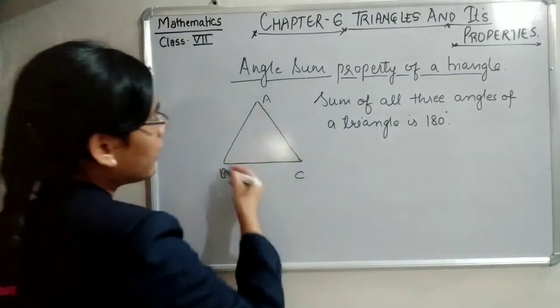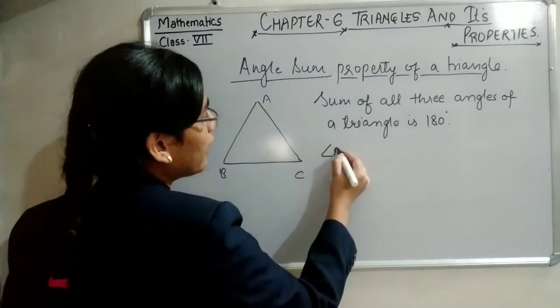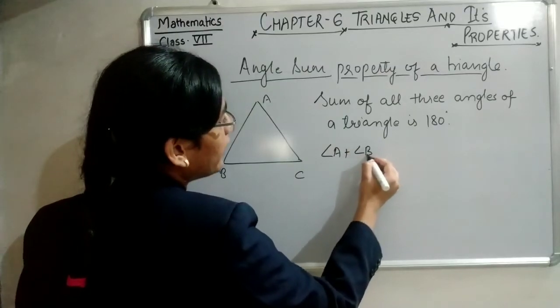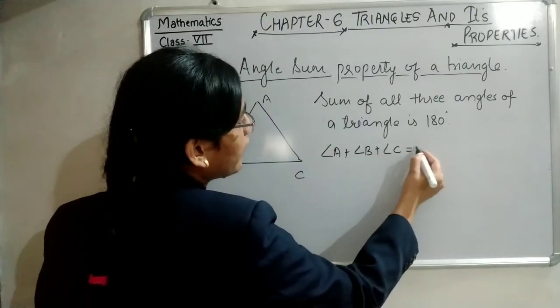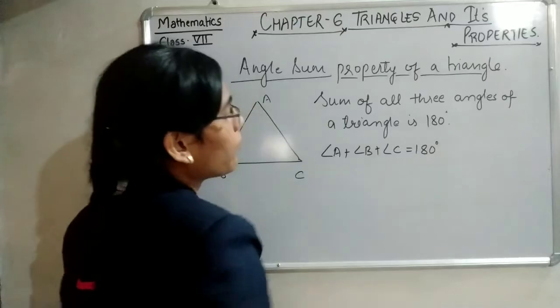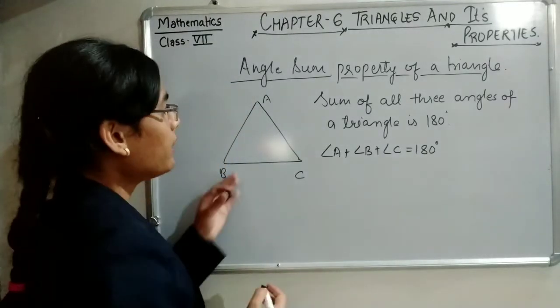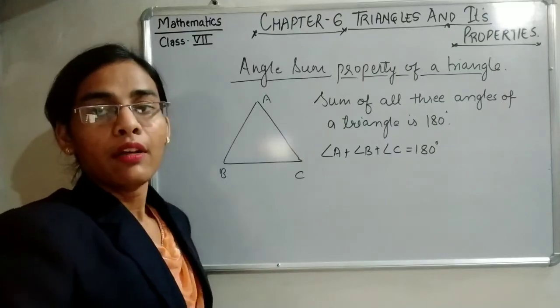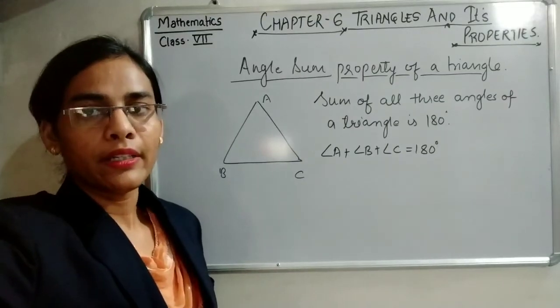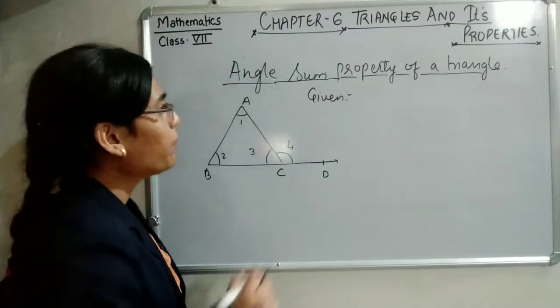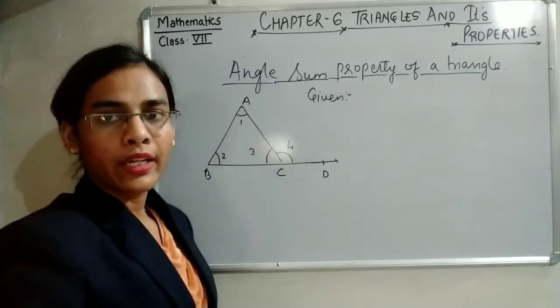Here in this triangle ABC, the sum of angle A plus angle B plus angle C will be equal to 180 degrees. This is the angle sum property of a triangle, which states that when we add up all the three angles of a triangle, we will get the sum of 180 degrees. Now we will prove this angle sum property of a triangle.